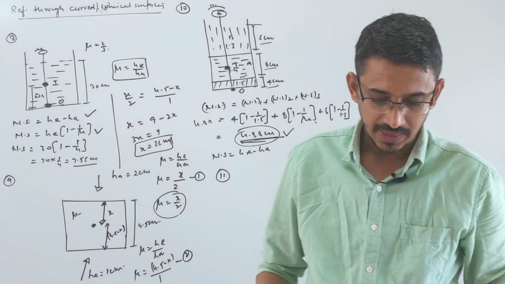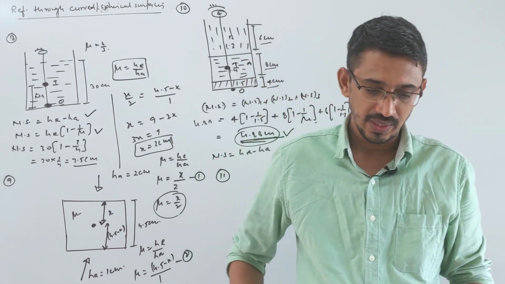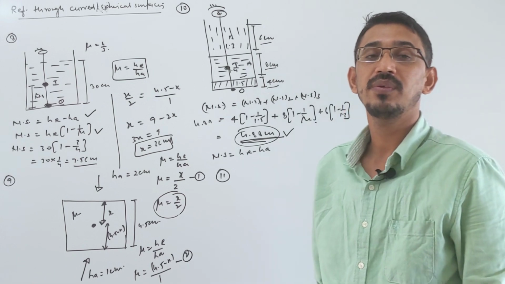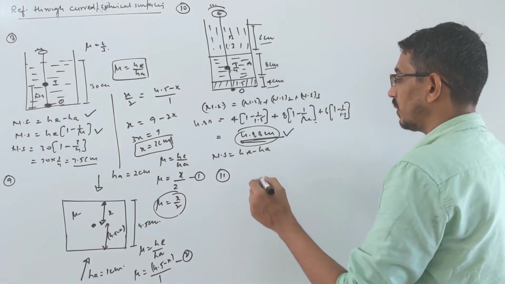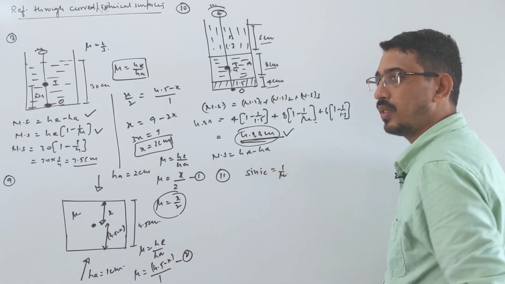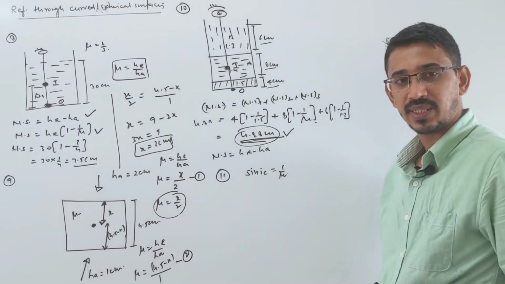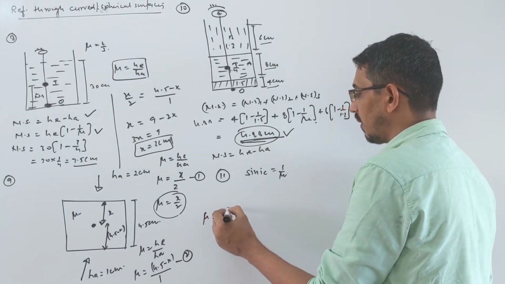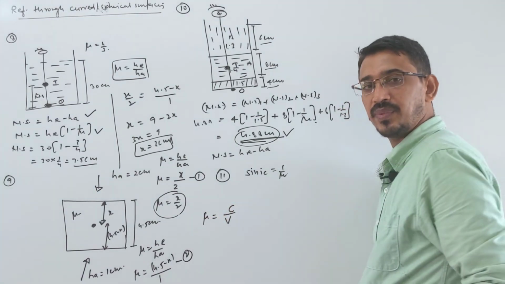11th question, they are asking that if the critical angle of a certain medium and vacuum is 30 degrees, find the velocity of the light in the medium. What is given? The critical angle of incidence is given. So we know that sine of the critical angle is 1 by mu, right? Critical angle given, you can find the refractive index. Then you have the refractive index and velocity relation, right? You know that refractive index is the velocity in air by the velocity in that medium, right?